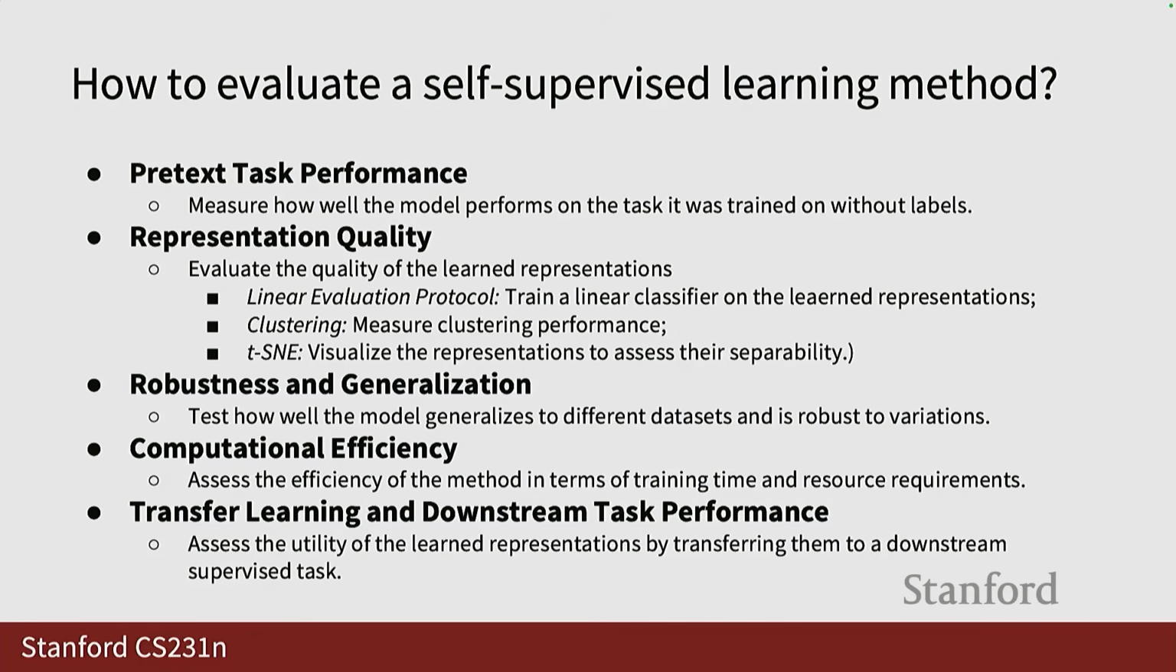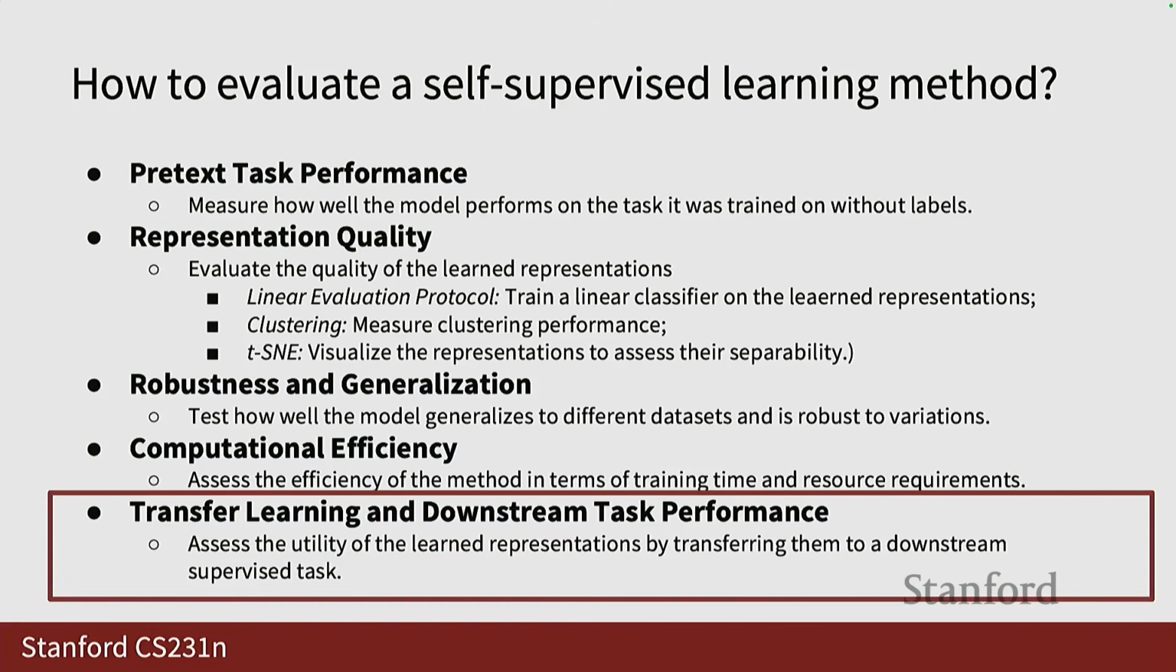So robustness, generalization, and computational efficiency are all quite important. But the most important aspect that we are after is the performance on the downstream task, because we are doing the entire self-supervised learning and defining pretext tasks and so on to be able to improve results for a task of interest, something that we care about.